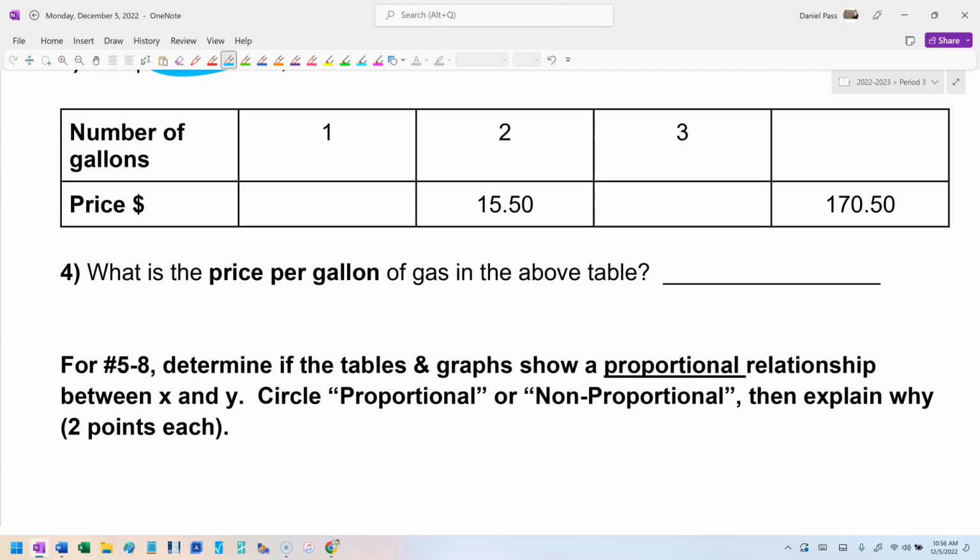So it's asking what is the price per gallon. How did you get that? I divided 15.50 by 2. Very good. We divide the y by the x. And what did you get? I got 7.75.